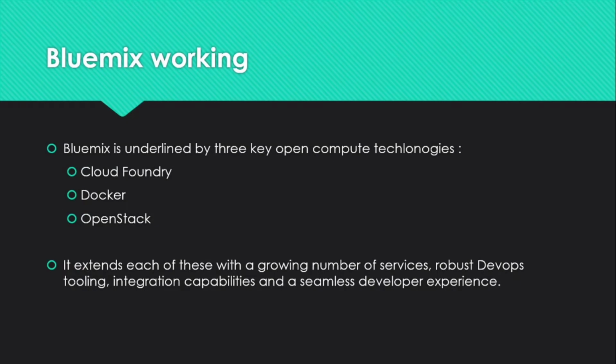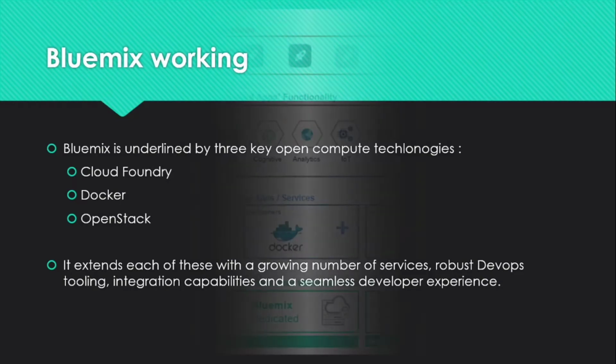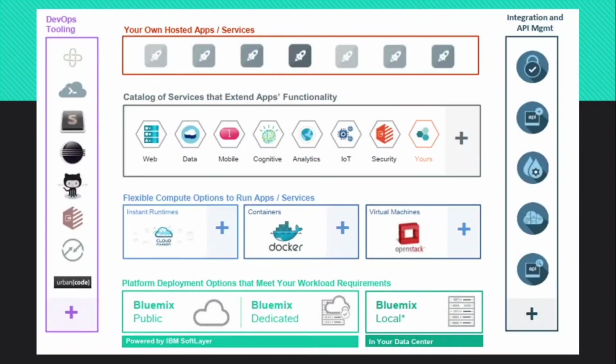So how does Bluemix work? Bluemix is underpinned by three key open computing technologies, which are Cloud Foundry, Docker, and OpenStack. It extends each of these with a growing number of services, robust DevOps tooling, integration capabilities, and a seamless developer experience. So this is the screen of IBM Bluemix.